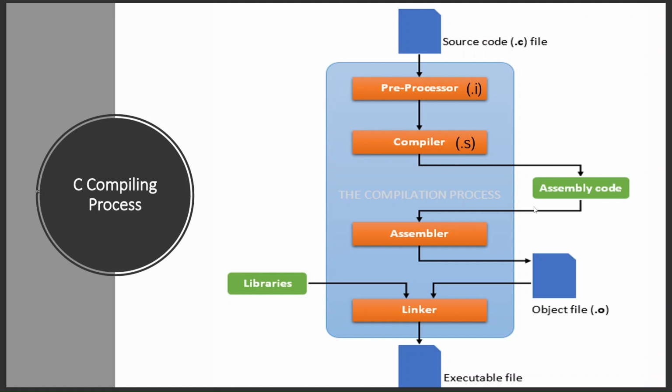In the flowchart given here, the preprocessor goes to the compiler and then into assembly code, and then the assembler converts it into an object file, and then all the libraries and the object file are linked and we get an executable file.